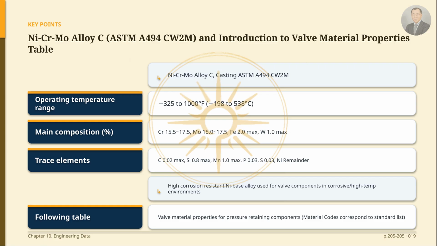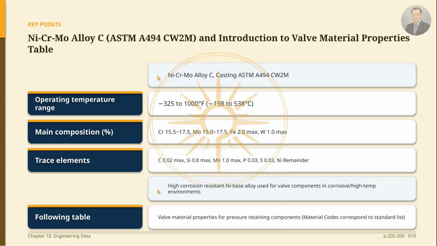Regarding the composition, chromium is 15.5 to 17.5% and molybdenum is 15.0 to 17.5%, with these two elements being the primary components for corrosion resistance. Iron is limited to 2% or less, and tungsten is limited to 1% or less. Trace elements include carbon at 0.02% or less, silicon at 0.8% or less, and manganese at 1% or less, while phosphorus is 0.03, sulfur is 0.03, and the rest is filled with nickel. This alloy is a nickel-based high-corrosion-resistant alloy used for valve components in environments that are highly corrosive or high temperature.